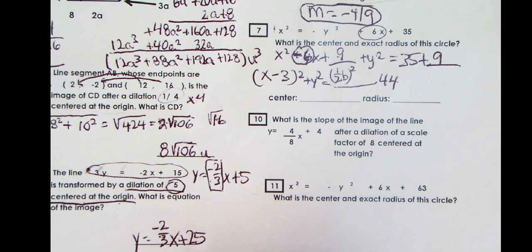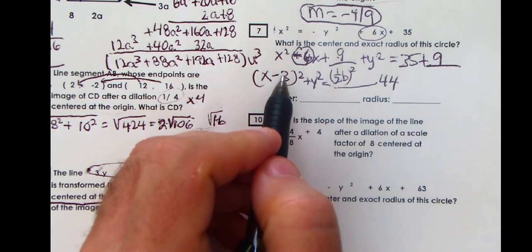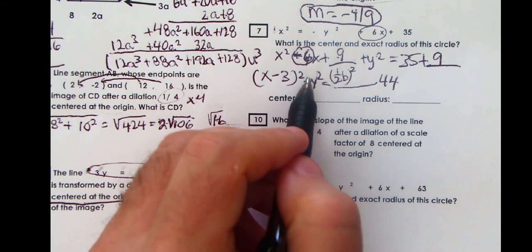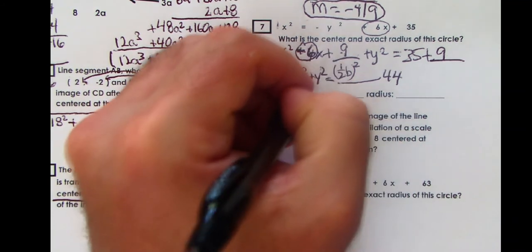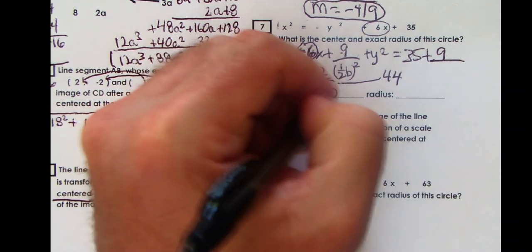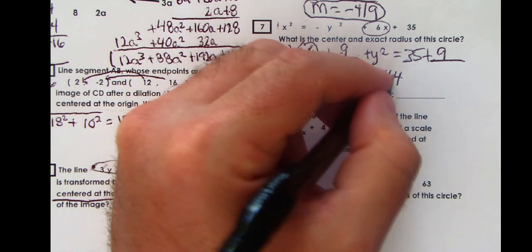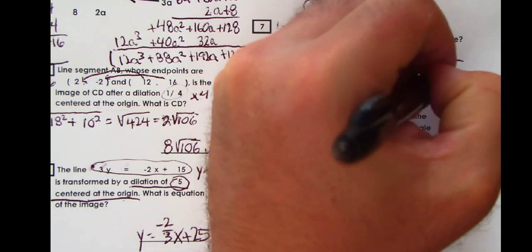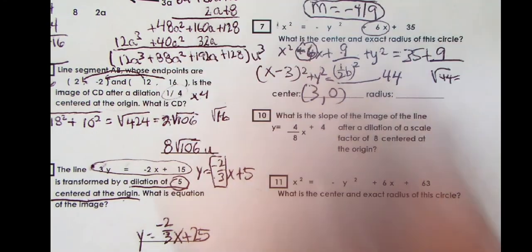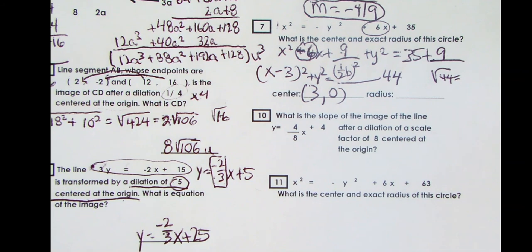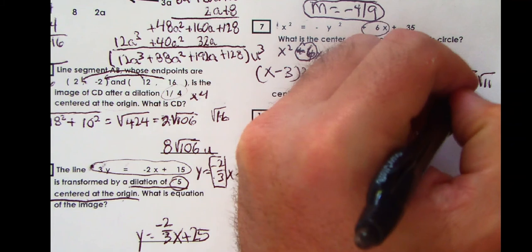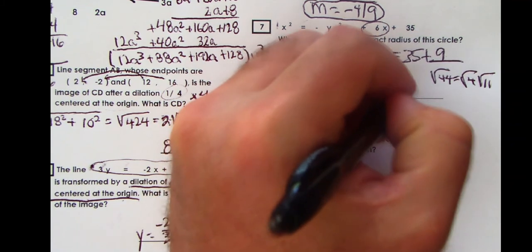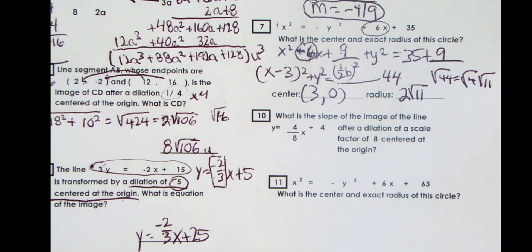standard form equation. And then to get my center and radius, we know the three words: opposite, opposite, square root. Every time. So the opposite of -3 is +3, the opposite of 0 is still 0. And I don't write down the square root of 44. I'll put that off to the side here because I need to reduce. What perfect square goes into 44? 4 does. 4 times 11, and the square root of 4 is 2. So the answer is 2 root 11.